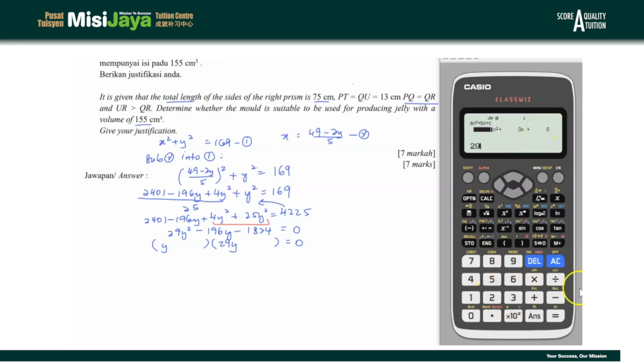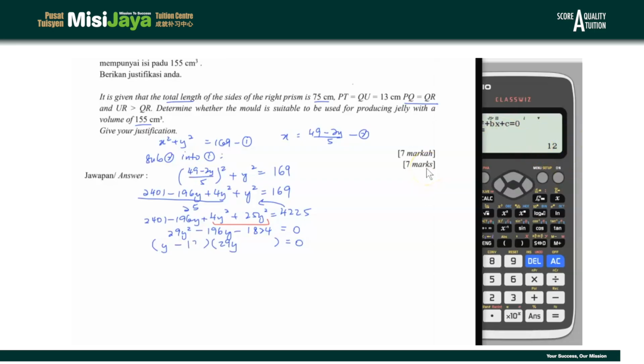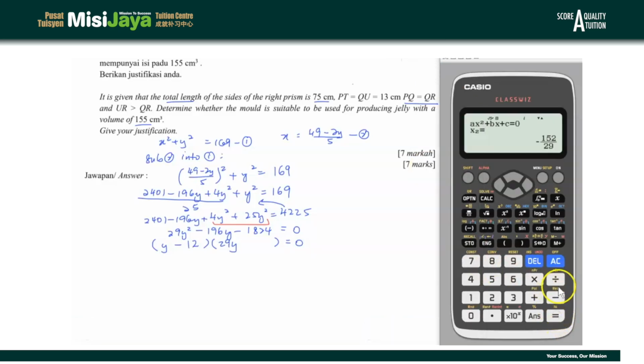So a is 29, then press equals. And then b is negative 196, and then you press equals. And then your c is negative 1824, and then you press equals. Then you press equals again, your x is 12. So if your x is 12, which means that your y is 12. So if it's positive 12, then inside the bracket will be negative 12. Okay? Yeah, negative 12. Okay, and then you press equals again, you get negative 152 over 29.